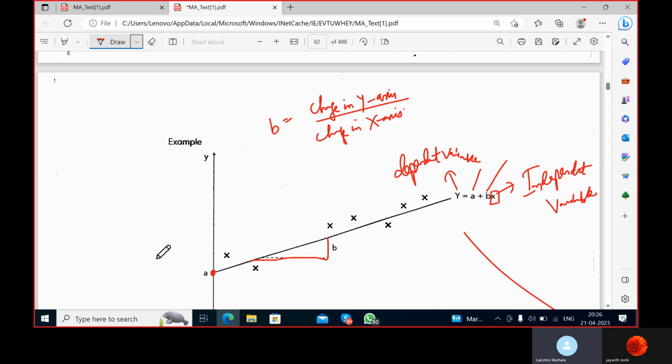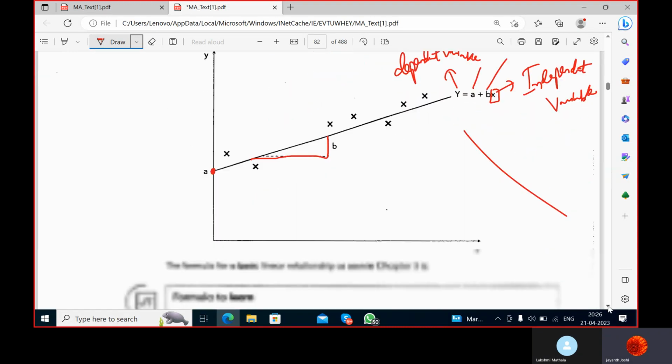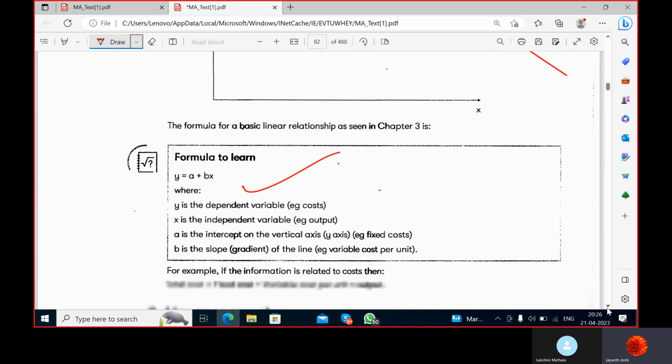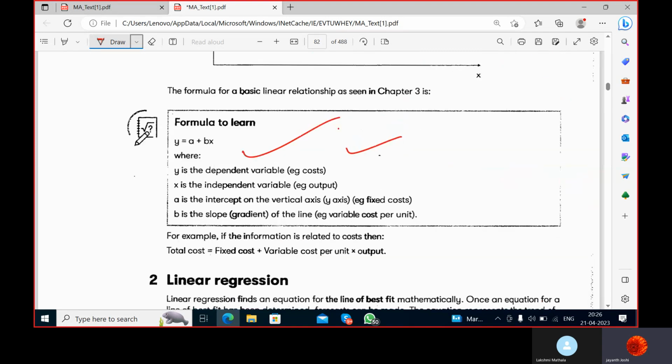Yes, sir, done, sir. So all these things are there. And here y is equal to a plus bx. Y is the dependent variable. So y here we are taking as cost. We will find the cost based upon the independent variable, which is going to be the output. And this is always going to be fixed. So a is nothing but the fixed cost.